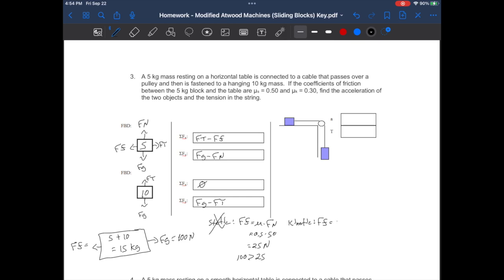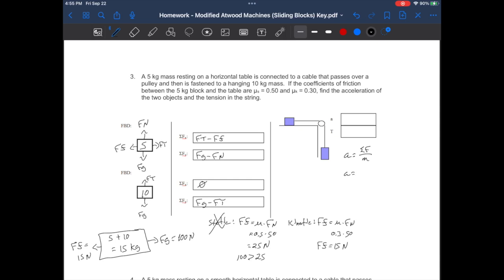With kinetic friction, force of friction is equal to coefficient times force normal. Coefficient is 0.3. Normal, still 50. So 0.3 times 50, we get 15? Yeah. Force of friction is 15. Now that's the value we're going to use, because that's the value that's actually applied to our system. If we're pulling with 100 newtons, we're in motion, kinetic friction, 15 newtons opposing us.